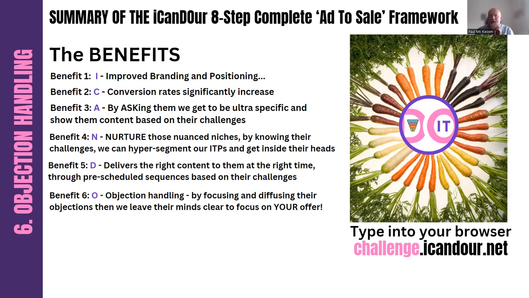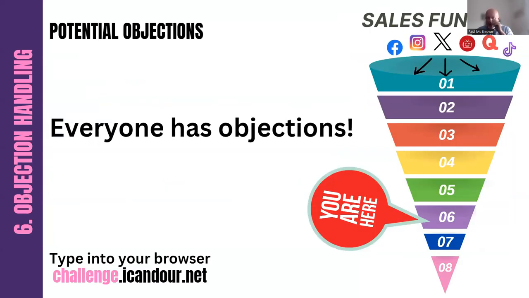So benefit number 6, O is for objection handling. By focusing on and diffusing their objections, we leave their minds clear to focus on you and your offer. Now think about this. It's very important. And that lovely image on the right from the carrot coach. Remember, there are more than one color of carrots. Carrots are very, very nationalistic.